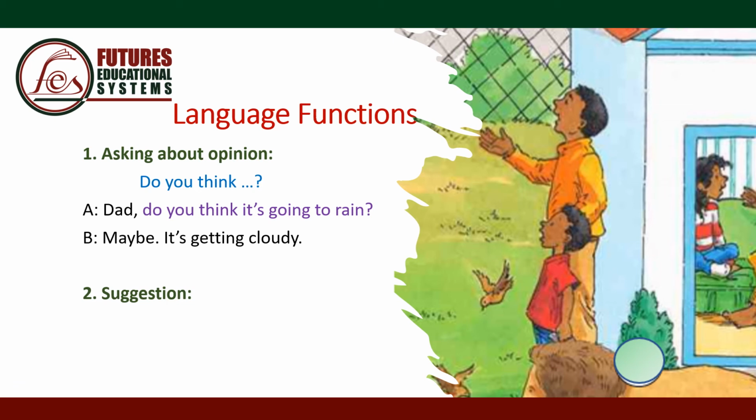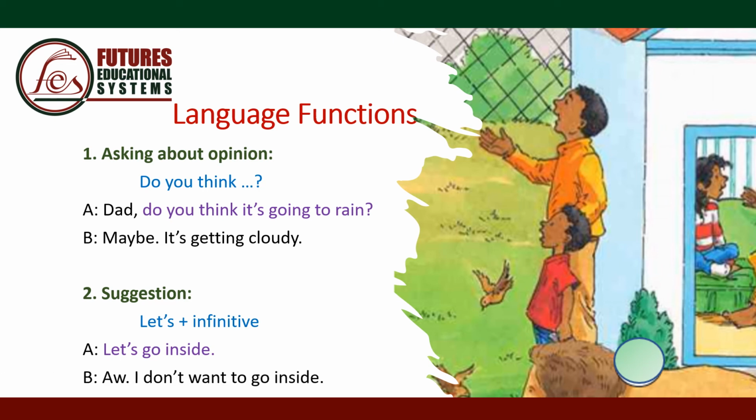Number 2, suggestion. How can we suggest something? Let's go inside. So the father is suggesting that they go inside because it's getting cloudy and maybe it's going to rain. Oh, I don't want to go inside.